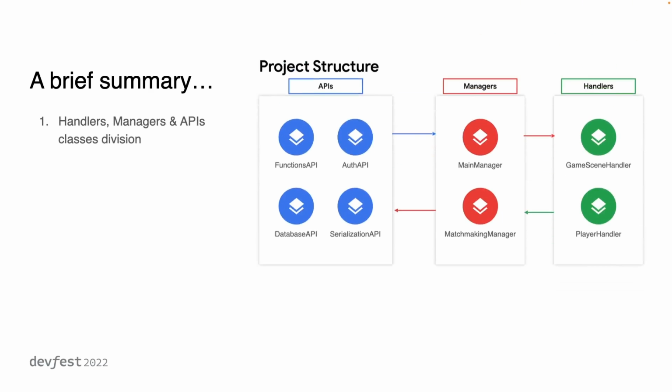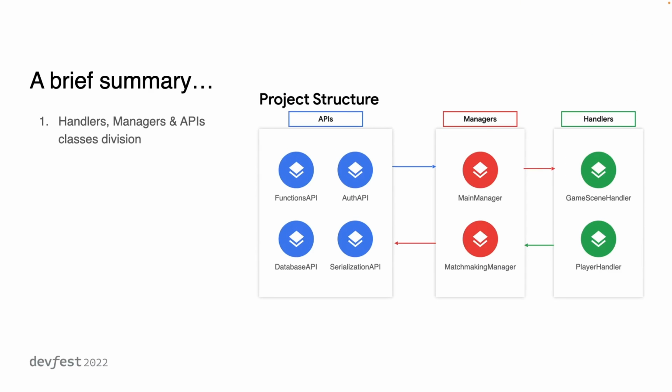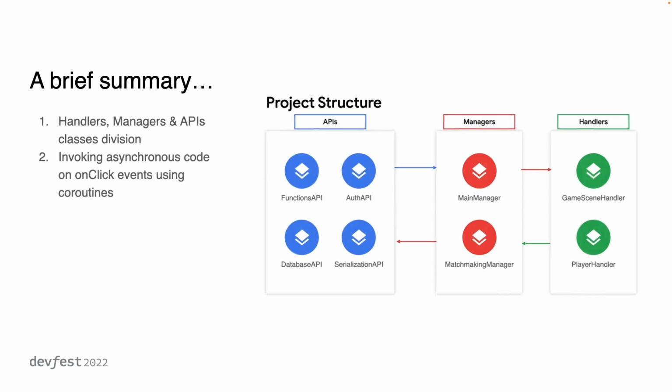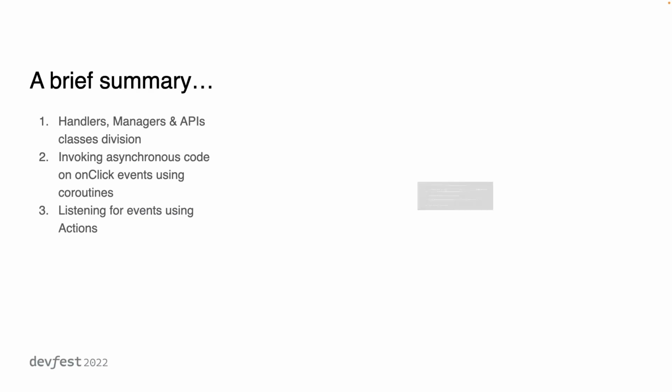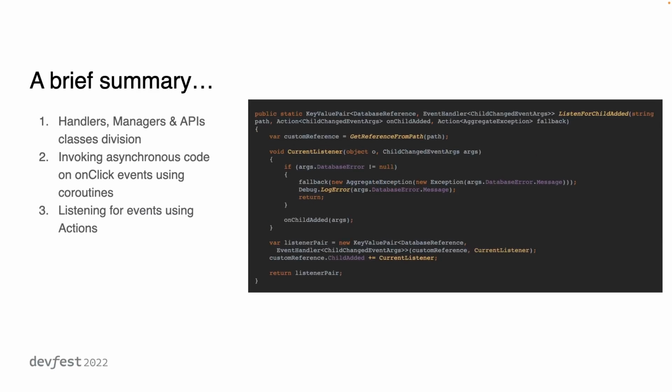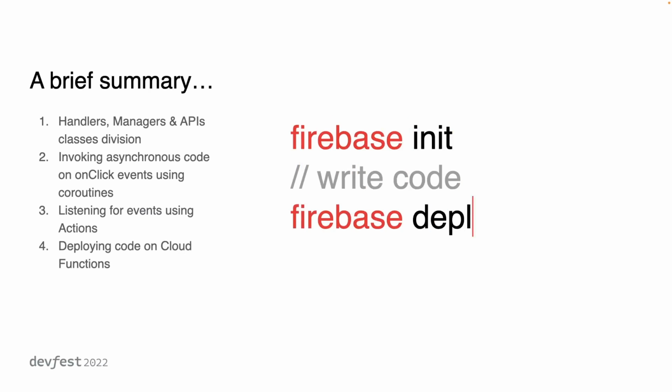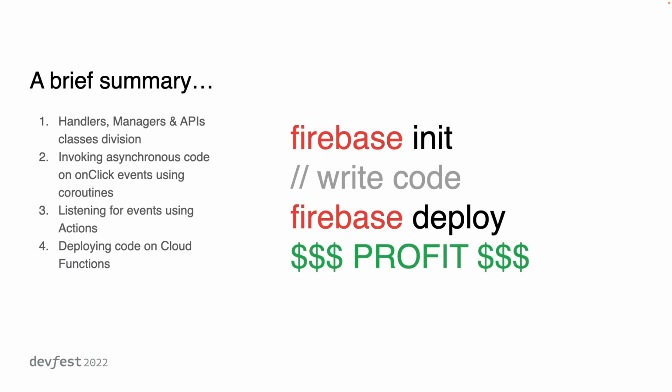Alright, so this is it, this is the video. We've seen how to create some good project structure, or at least the structure that I use for my projects to keep everything organized. We've seen how to go from synchronous main-threaded code to asynchronous code in Unity using coroutines. We also looked at how to listen for certain events in the database using the database API and the Firebase SDK. And then we've also seen how to write some JavaScript or TypeScript code to execute functions in the cloud without a server, so that's pretty fun.